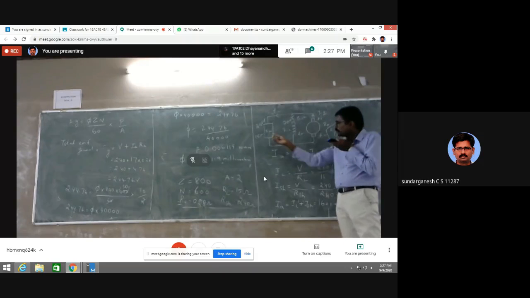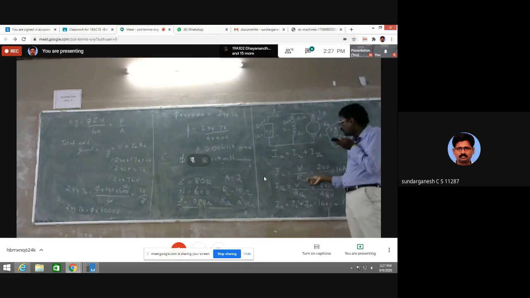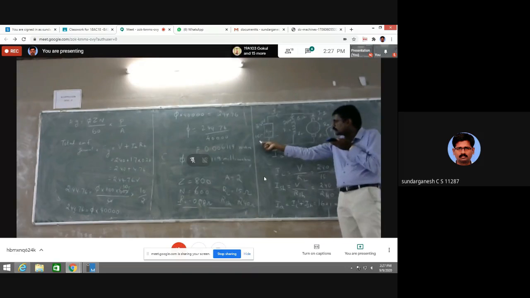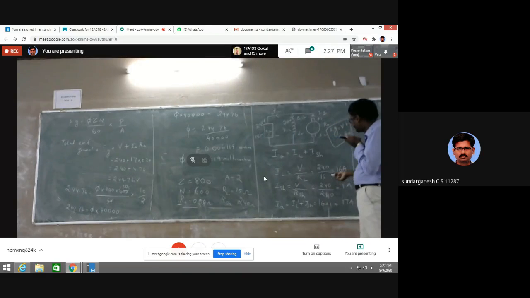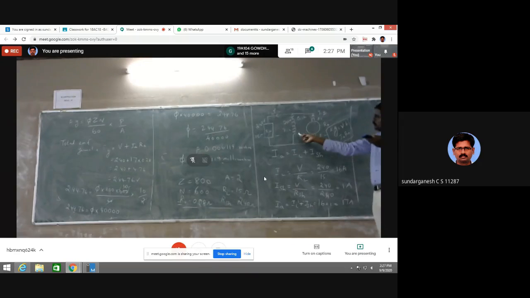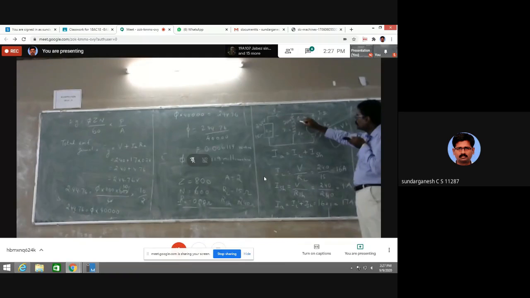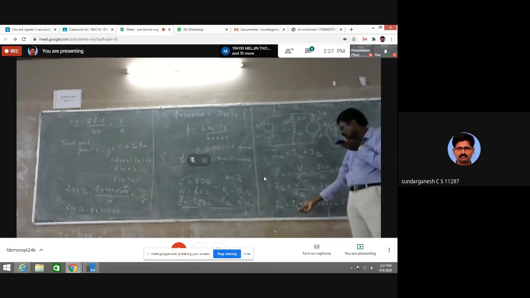First I am finding the load current, IL, which is equal to V by R. I know the voltage, I know the resistance. So 240 by 50, I get the load current. Similarly, for finding the shunt field current, I know the voltage, I know the shunt field resistance, V by Rsh, 240 by 240, it is 1 amp. When you add these two currents, I get the armature current, IA. So IA equal to IL plus Ish, 16 plus 1, 17 amps.